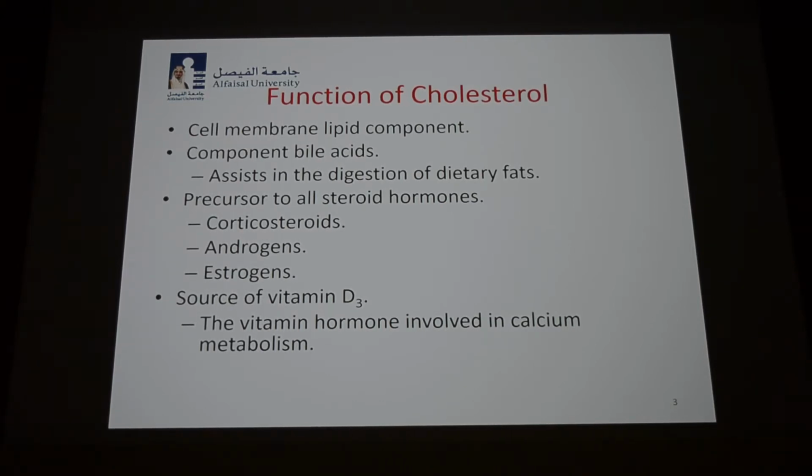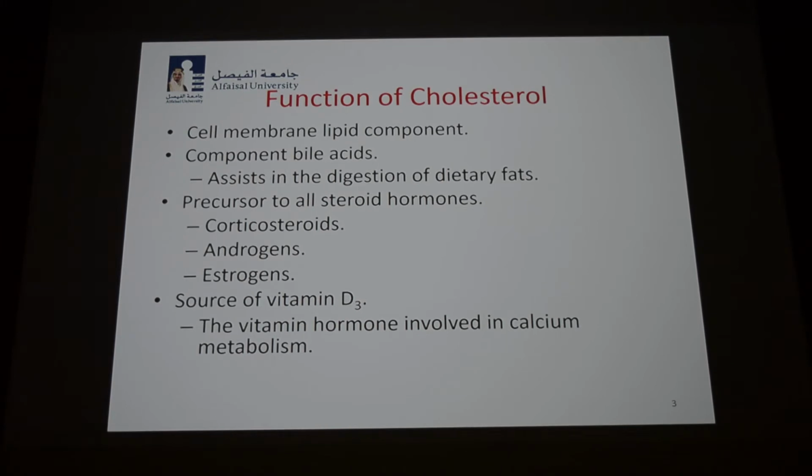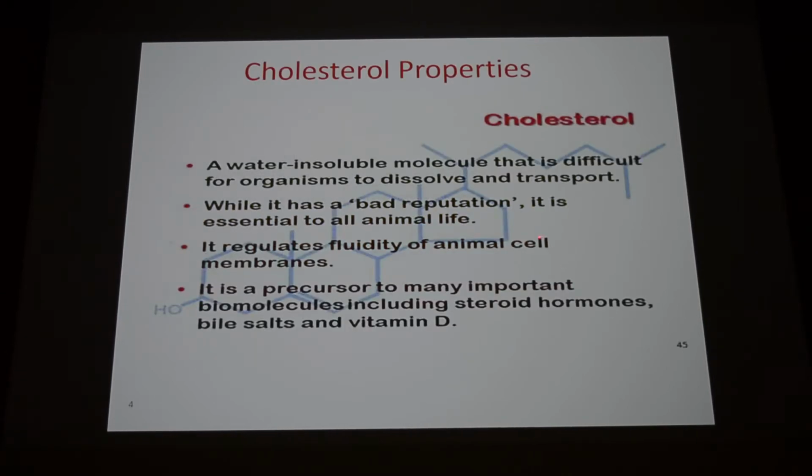Vitamin D3 is the active form of vitamin D, and we studied previously the metabolism of vitamins, right? So vitamin D is obtained from cholesterol, and it plays a role, as you all know, in the regulation of the level of calcium in the blood, in the body. So let's talk about the properties of cholesterol.